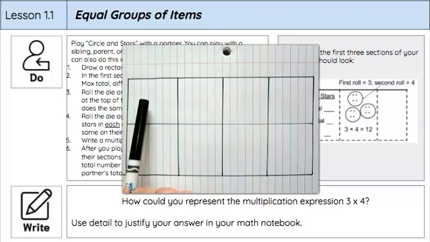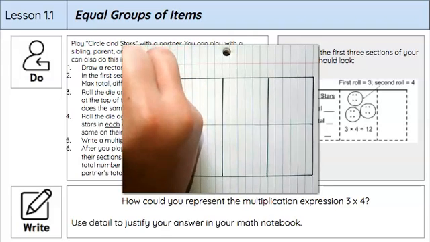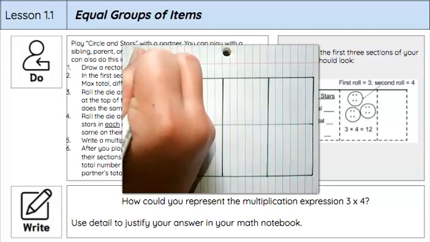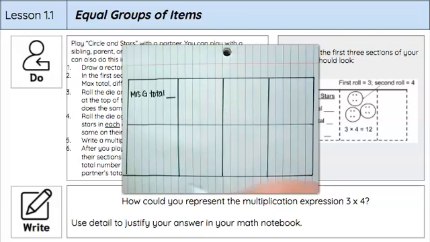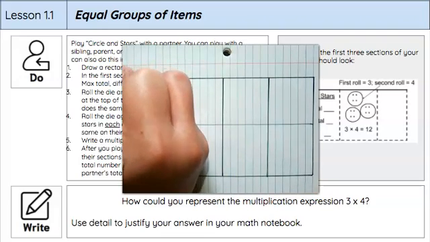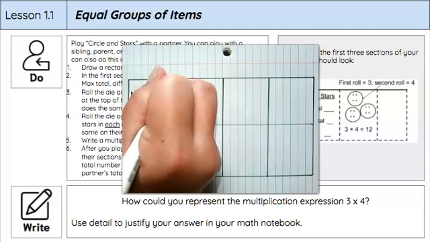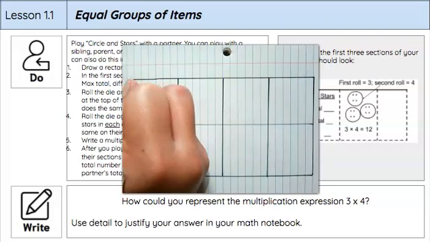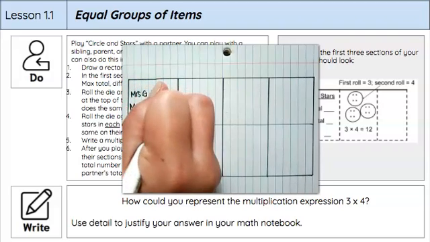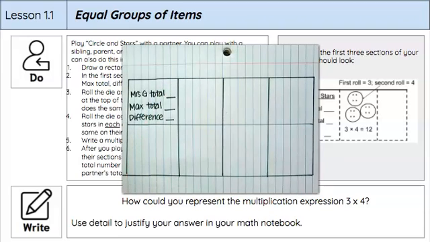Then, in the very first section, you're going to write your name, your partner's name, and then difference. This is how you'll calculate the score at the end. Make sure your sections are large enough for you to write in. All right, now let's play the game.